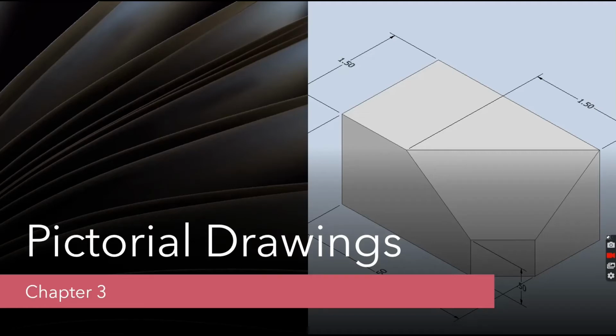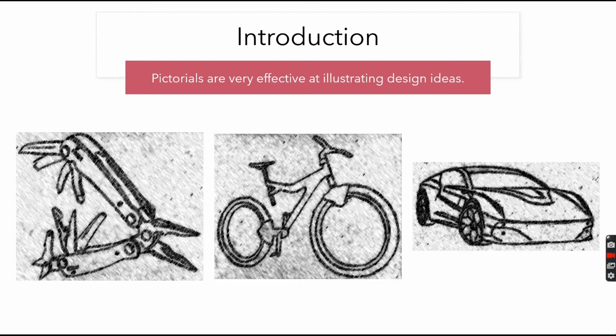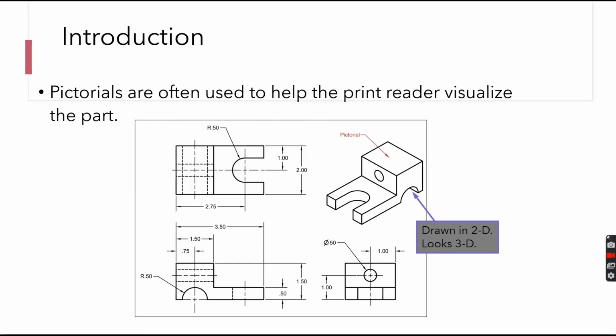Okay, let's take a look at Chapter 3, Pictorial Drawings. Pictorials are really nice for illustrating design ideas. Of course, we can look at a 3D drawing or a 2D drawing and look at the three views and tell what it looks like, but not everybody can. Sometimes we need to have a little extra there so that we can show the true shape of what this is going to look like.